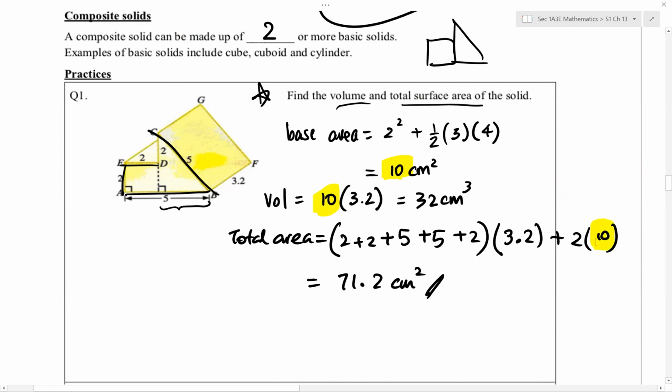Now imagine if you did not write down the base area at your first step. Instead, you chose to multiply everything to find the volume. That means you write 2 square plus half times 3 times 4, then you times 3.2, 1 line to get the volume. Then the next step, when you have to find total area, you still need the base area again. Then you're going to be repeating the same calculation. Waste time. Worse, if you make a careless mistake.